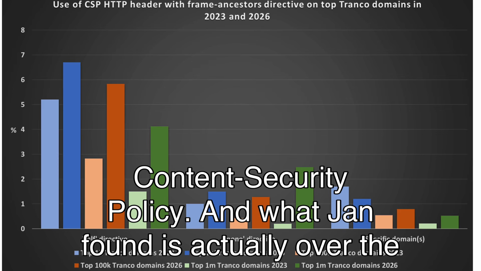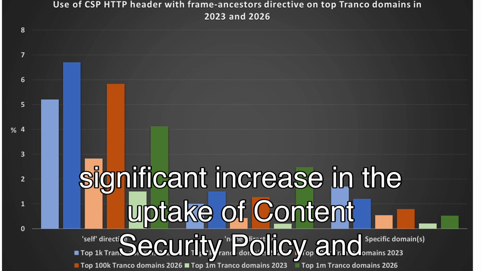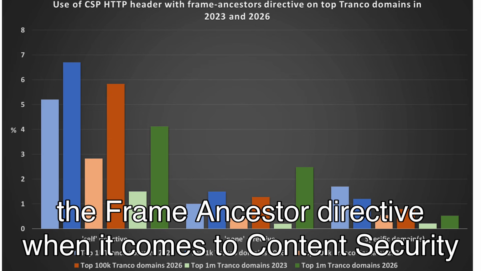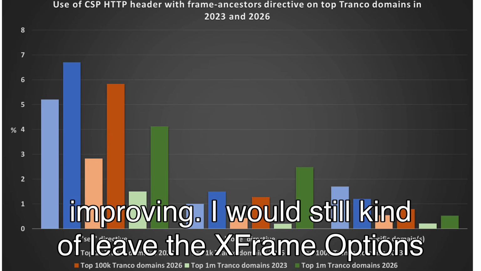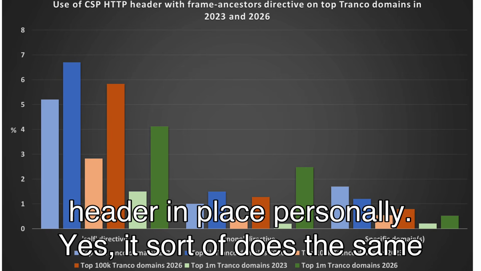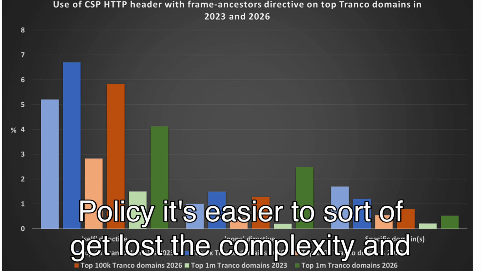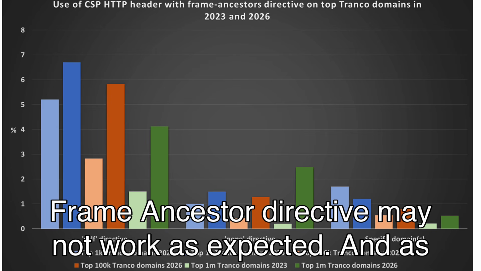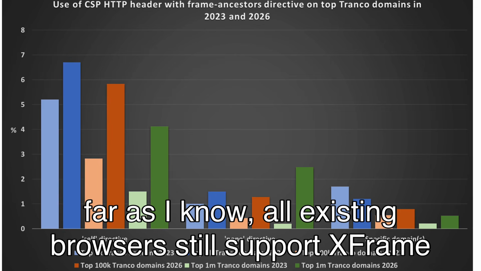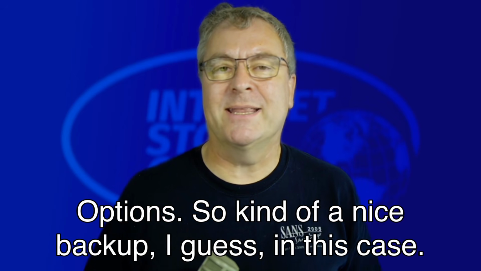And what Jan found is that over the last 3 years, there was a significant increase in the uptake of content security policy and the frame-ancestors directive. So it's overall a good thing that this has been improving. I would still leave the X-Frame-Options header in place, personally. Yes, it does the same thing as frame-ancestors. I find that with content security policy, it's easier to get lost in the complexity and maybe have a syntax error or something like this, so the frame-ancestors directive may not work as expected. And as far as I know, all existing browsers still support X-Frame-Options. So it's a nice backup, I guess, in this case.